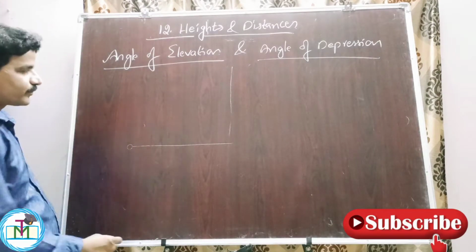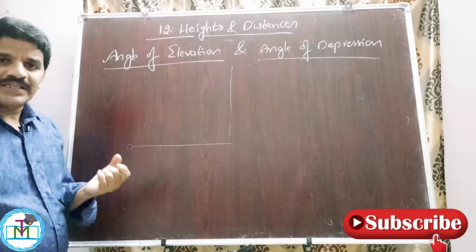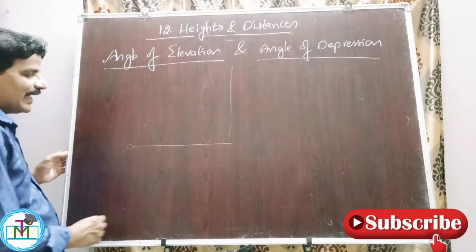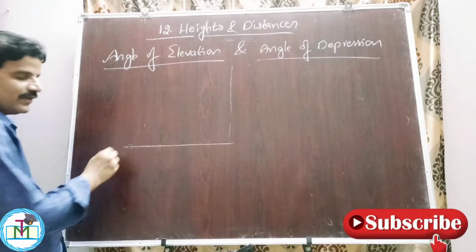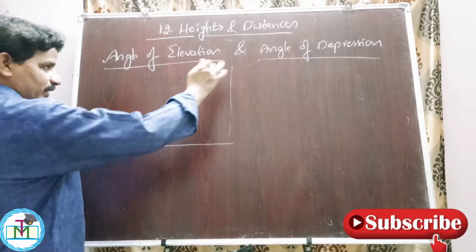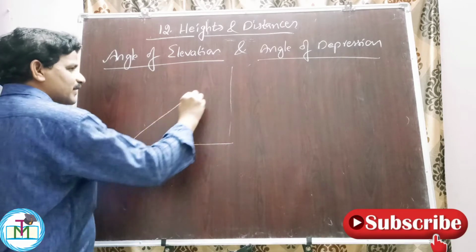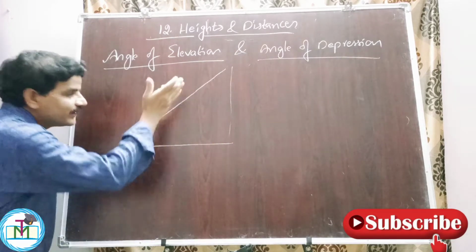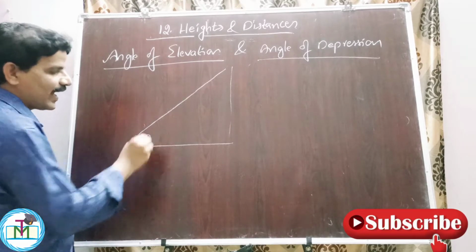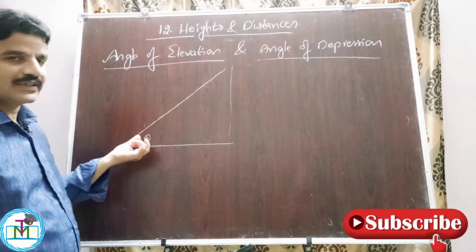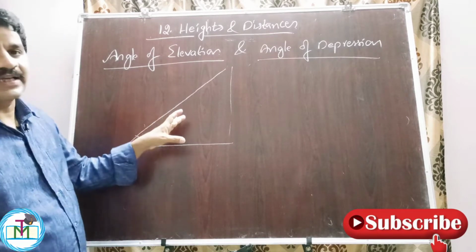Angle of elevation is defined as the angle between the horizontal line and the line of sight. When we look at the top of a tree, this is the line of sight. So we have to see like this. Therefore this theta is called angle of elevation. So angle of elevation theta lies inside the triangle always.